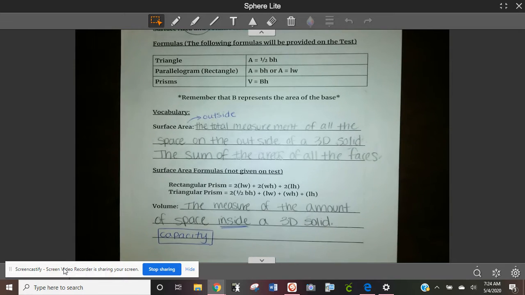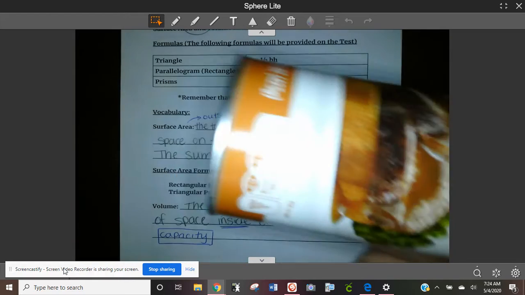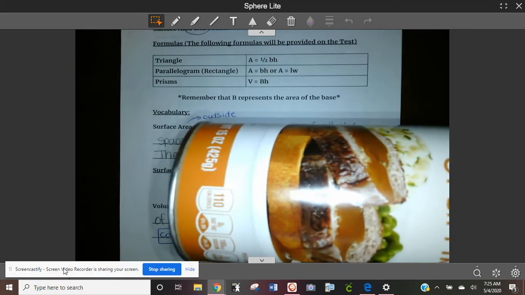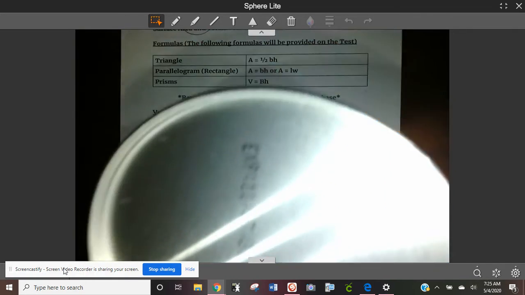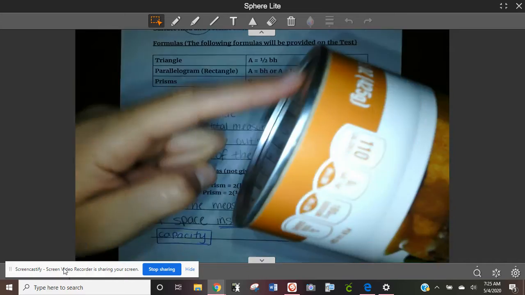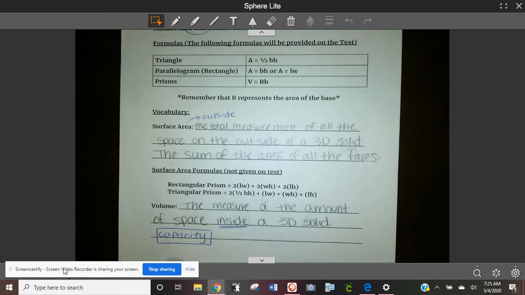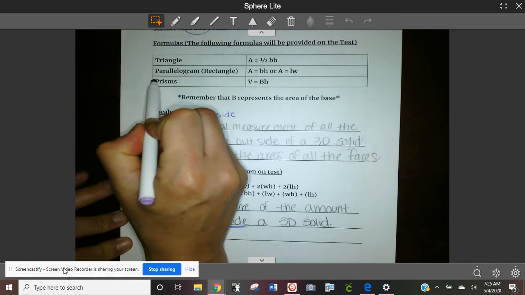I'm not going to give you any examples of this, but I am going to show you how the volume formula is super easy. All you need to do is know the area of the base, and then how tall it is. That will give you the volume of any prism or cylinder. Again, we're not going to focus on cylinders, but I will relate them to this. Now, this is what we're going to use today.